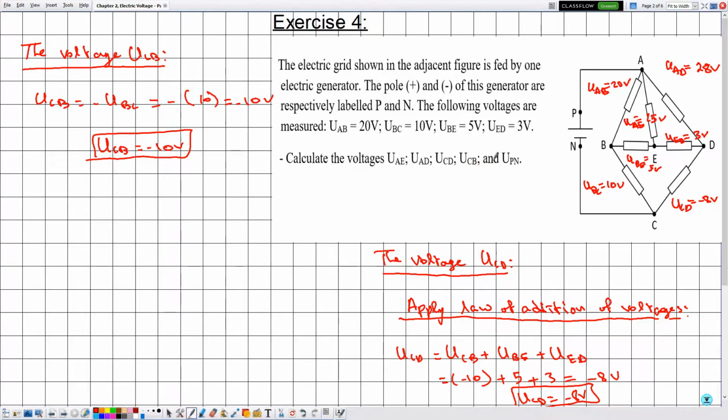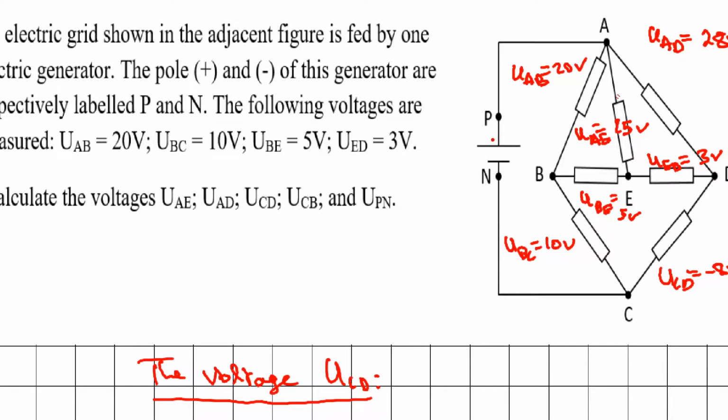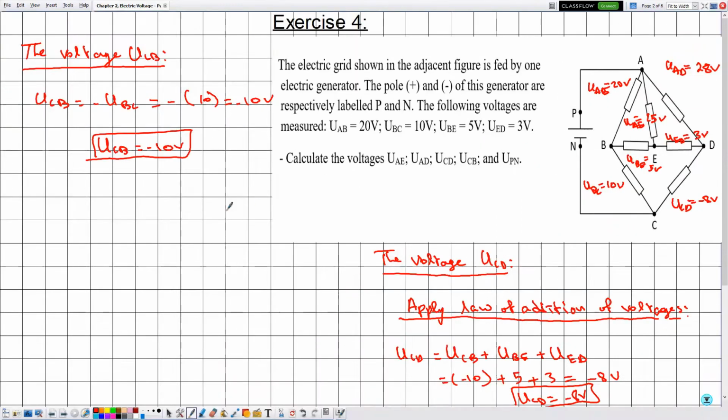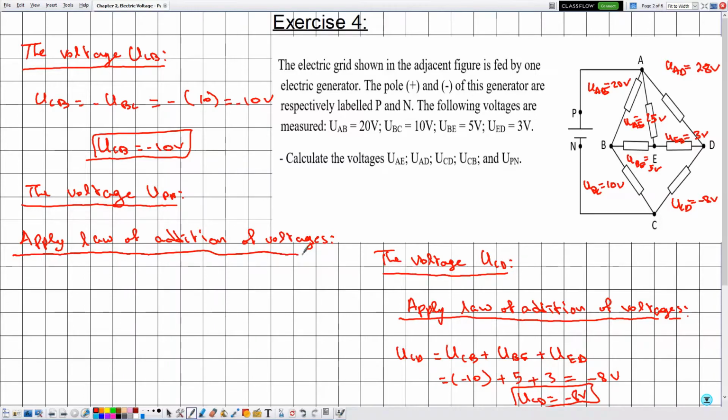Now finally they are asking me about UPN. UPN represents the potential difference across this DC voltage source. This can be calculated using the law of addition of voltages. Apply law of addition of voltages. So always on the left we write the voltage that we are interested in calculating, which is given by UPN. On the right hand side we'll go from P to N across different electric components such that we know their voltages.